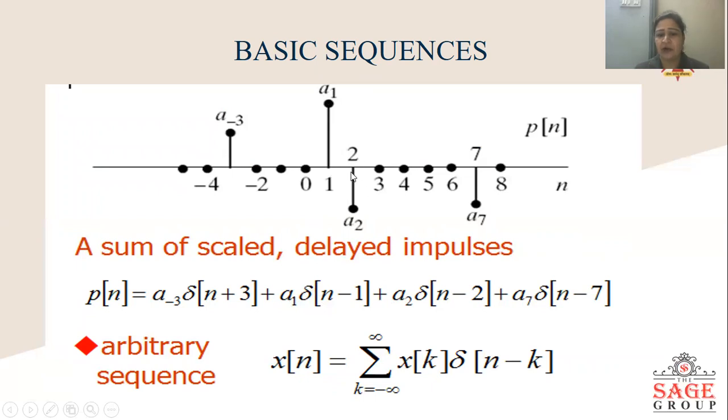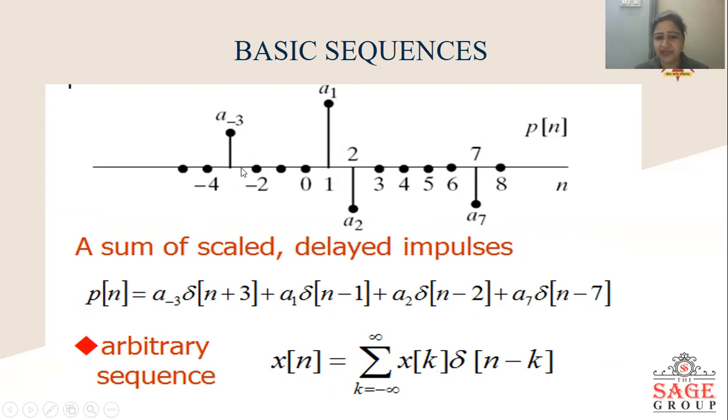Now plus, again we can see that at n equal to 2, we have a signal value a2. So I will write it as a2 into delta n minus 2. That means a2 is multiplied by the impulse function which is shifted to n equal to 2. Since the value of the impulse is 1, a2 into 1 will give me a2 only. Now the next signal has value at n equal to 7. So I'll write a7 delta n minus 7.